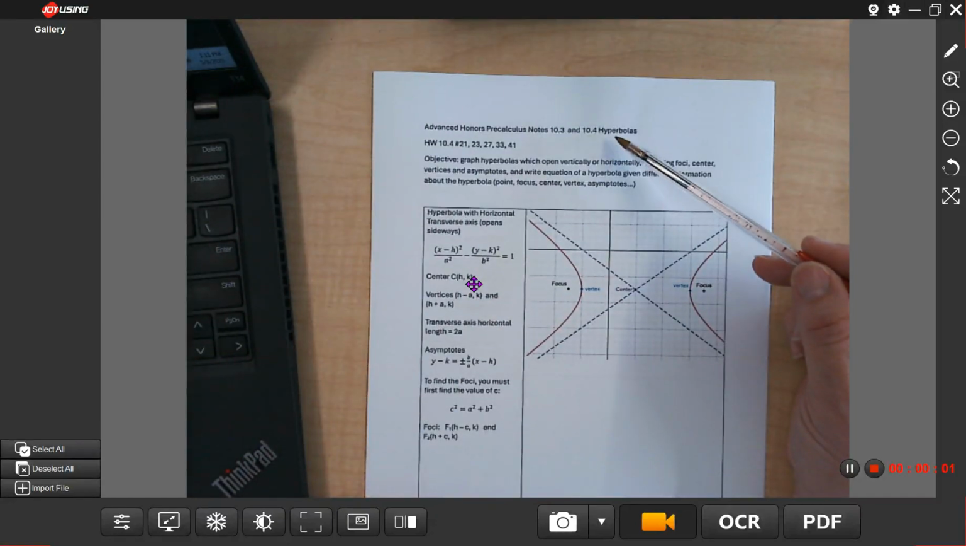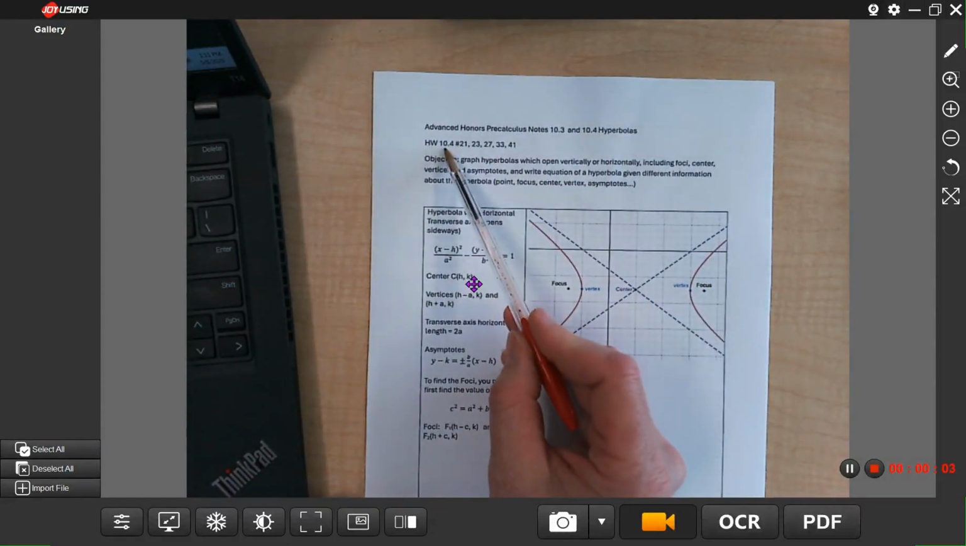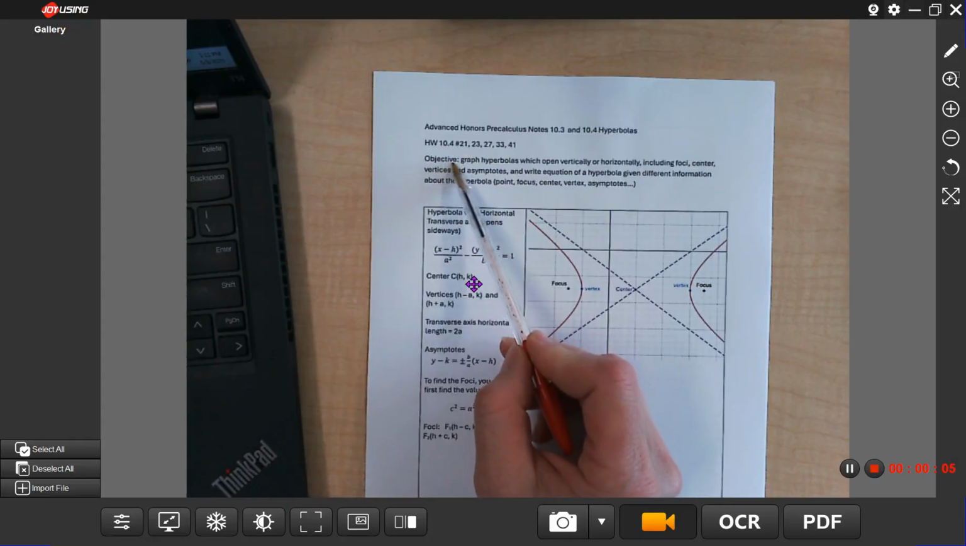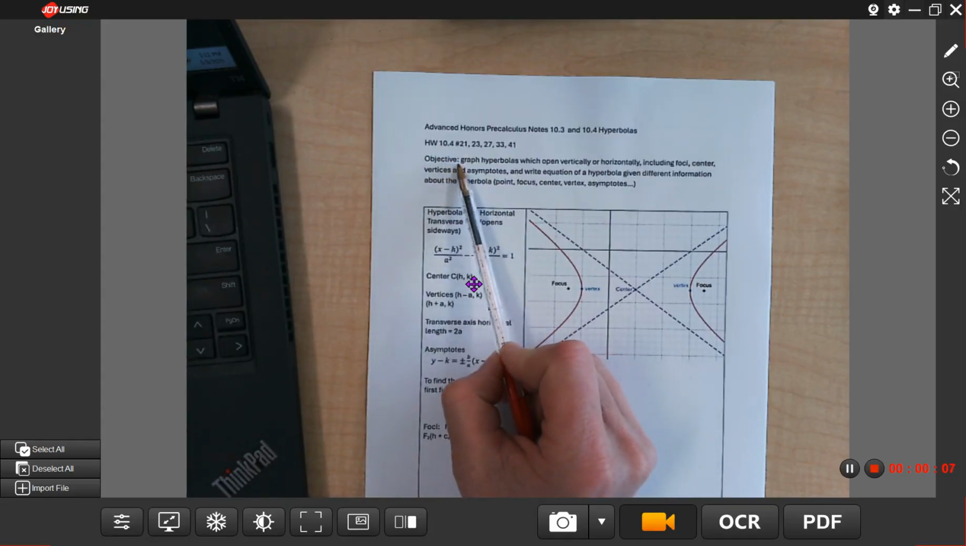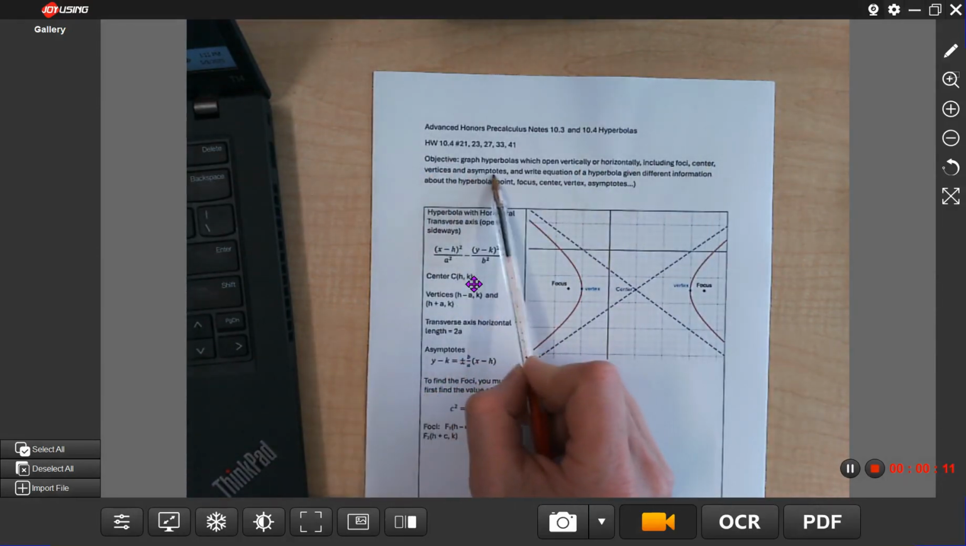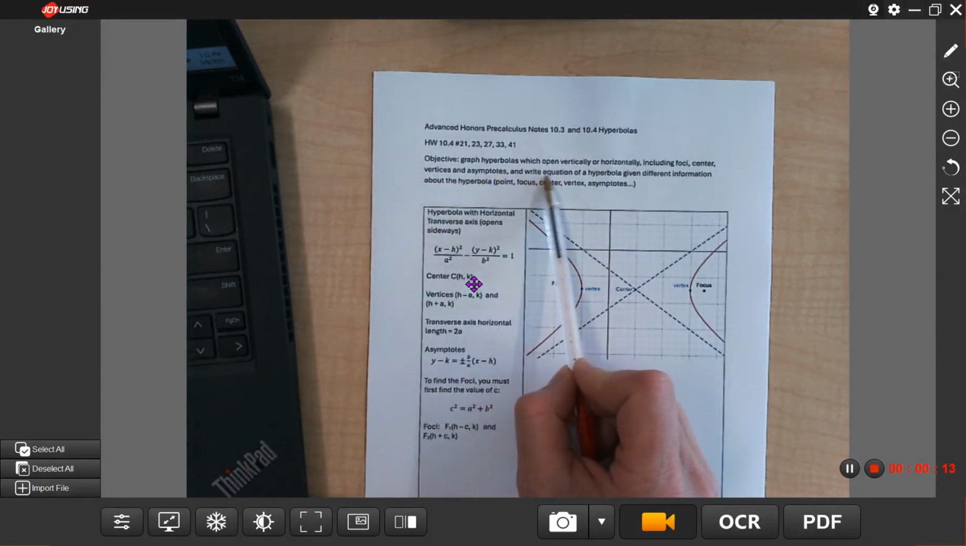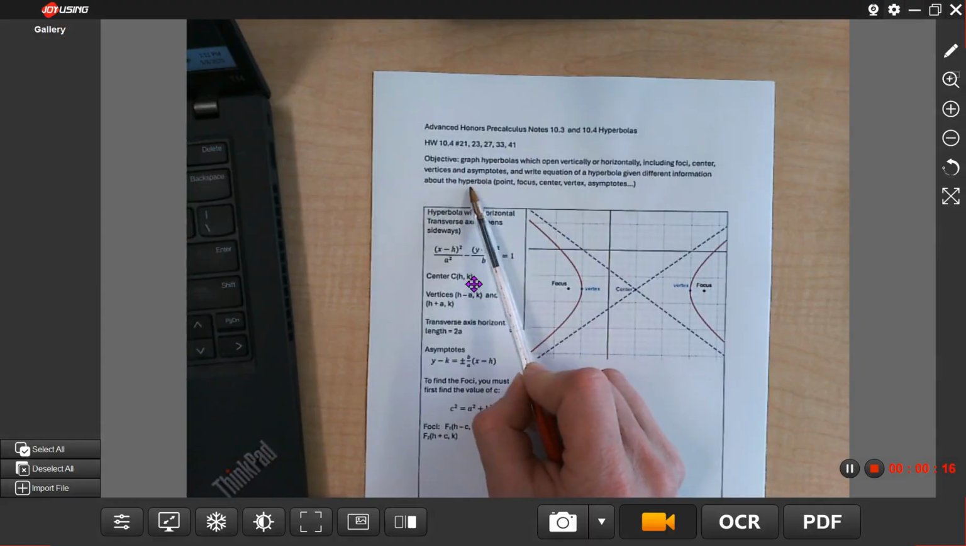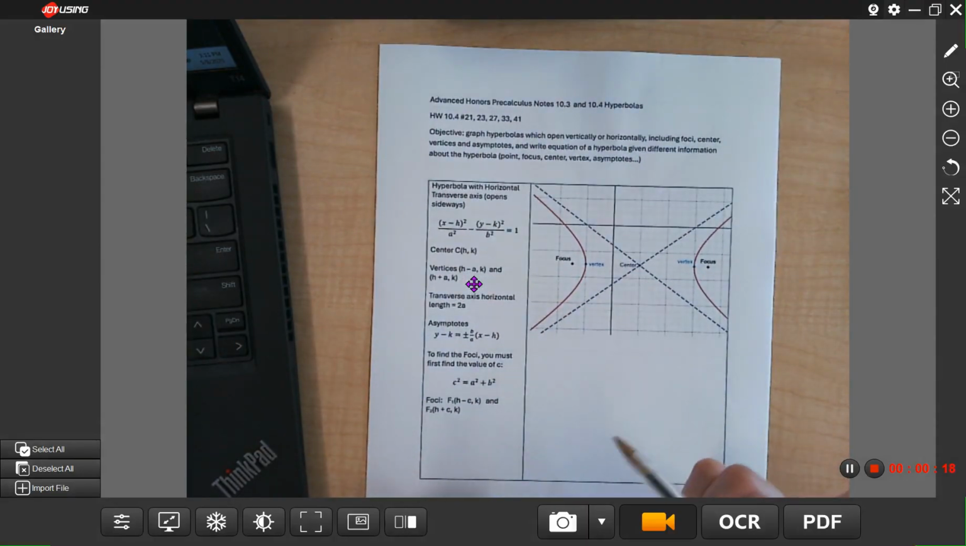Next section of conics is on hyperbolas. Notice the homework is all from section 10.4. Our objectives are very similar to the previous sections. We're going to graph them and make sure we include all this important information. And then we're also going to write equations given different facts about the hyperbola.